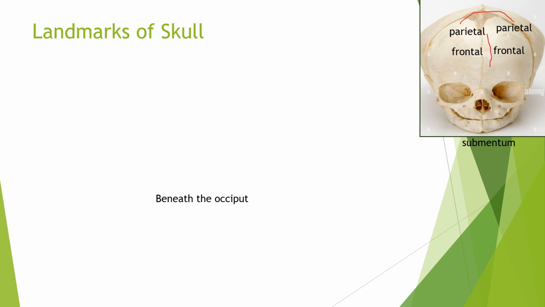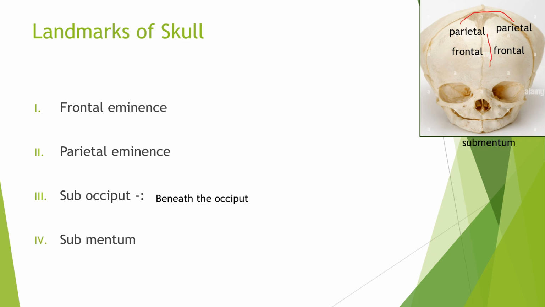And now the third thing I'm going to discuss is landmarks. Landmarks are also very important because you might get a question like, show the landmarks of the skull. At that time, there is no need to explain all those parts; the landmarks alone are enough. So the landmarks are the frontal eminence, parietal eminence, subocciput and submentum. At minimum, you should keep these 4 points in mind, and if you want to explain, that will be better.